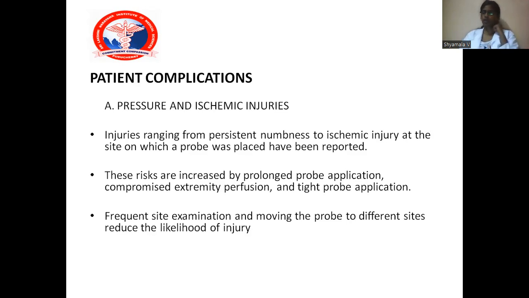The most common complication while using a pulse oximeter probe is pressure and ischemic injury. Injuries can range from persistent numbness to ischemic injury at the site where the probe was placed. This can be increased by prolonged probe application at the same site, compromised extremity perfusion, and tight probe application. So frequent site examination as well as moving the probe to different sites reduces the likelihood of injury.